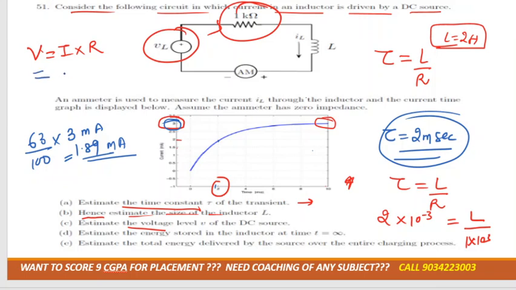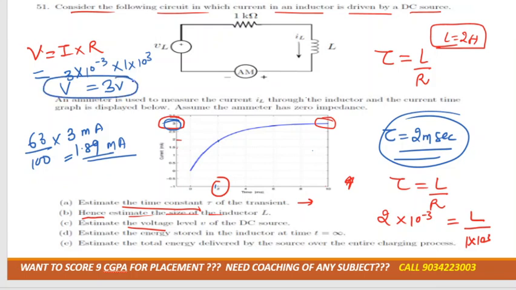So V is equal to I into R. Voltage we need to calculate. I is 3 milliampere, which means 3 into 10 raised to power minus 3. Resistance is 1000, so 1 into 10 raised to power plus 3. So what would be the voltage? The voltage is 3 volts, right? So the answer is 3 volt.